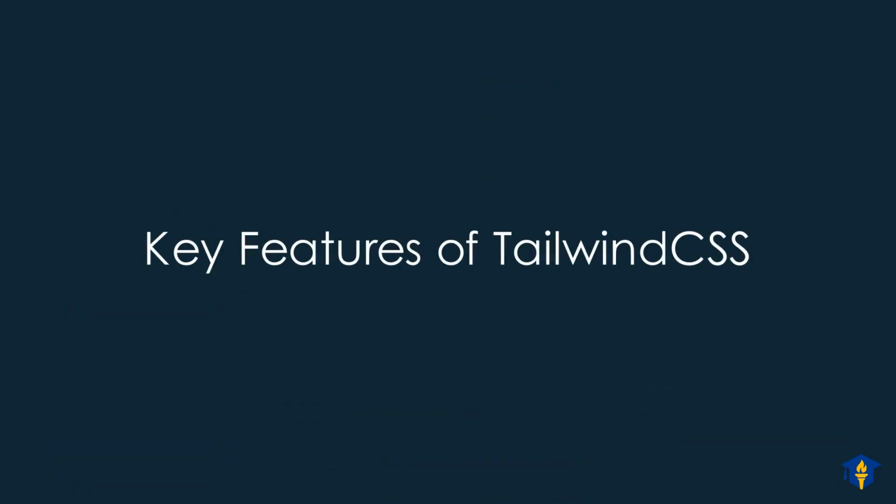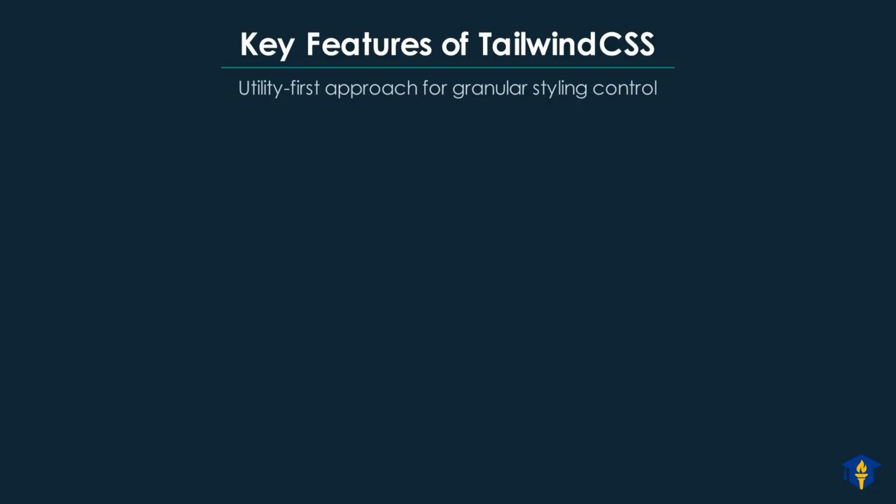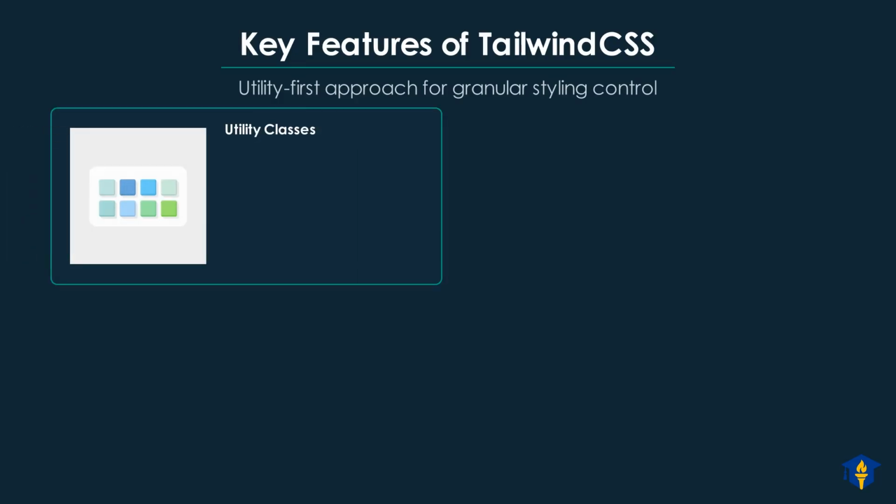Next, let's explore the key features of Tailwind CSS, a utility-first framework for styling. Tailwind CSS takes a utility-first approach, offering granular control over every aspect of your styling. Its core strength lies in utility classes, which are low-level classes for direct and precise styling. These classes allow you to apply specific CSS properties directly to HTML elements. For instance, p-4 directly applies padding of one rem to an element.